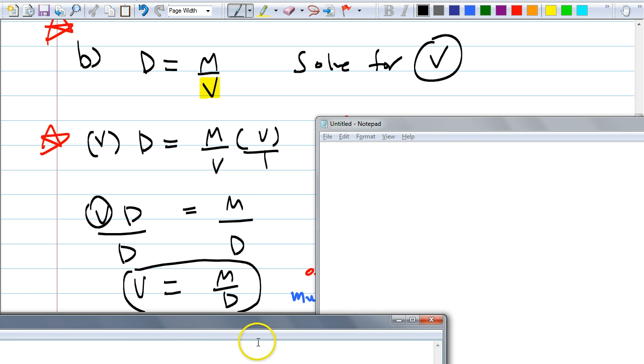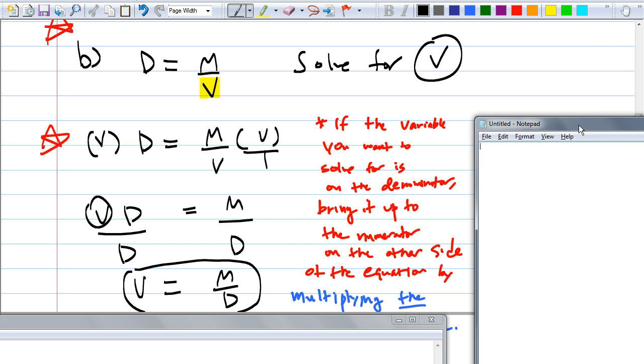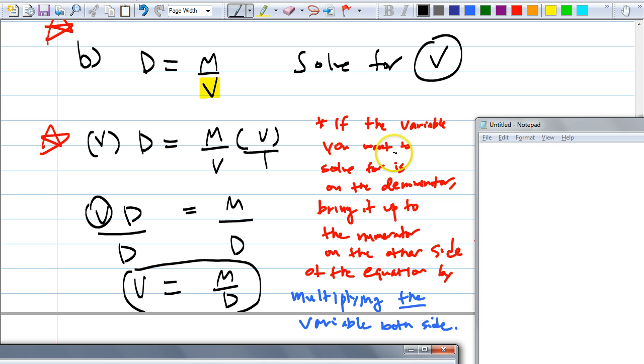Any question? Do you see how, if the variable you want to solve for is on the denominator, guess what you have to do? Bring it up to the numerator by multiplying both sides by that variable. Do you see the trick? You need to know this. So that's why we multiply both sides by v. Does that make sense?